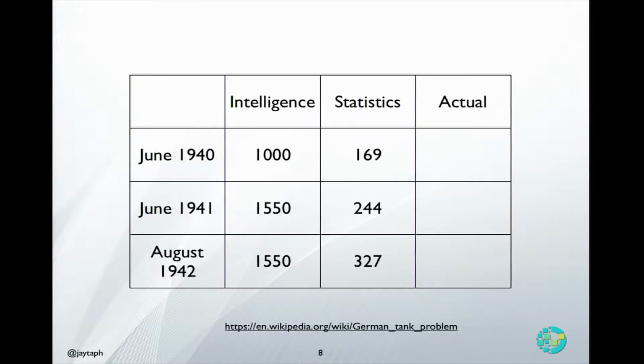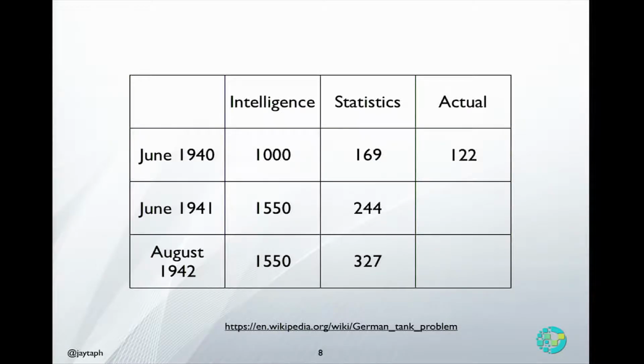Because in June 1940, the Allied intelligence estimated that there were about 1,000 German tanks. Statistical analysis using that formula, considering the identifications and the number of tanks seen, concludes that there were only 169, a far lower number. The actual number was 122. So I don't know what kind of gambling they used with the Allied intelligence, but it's way off.